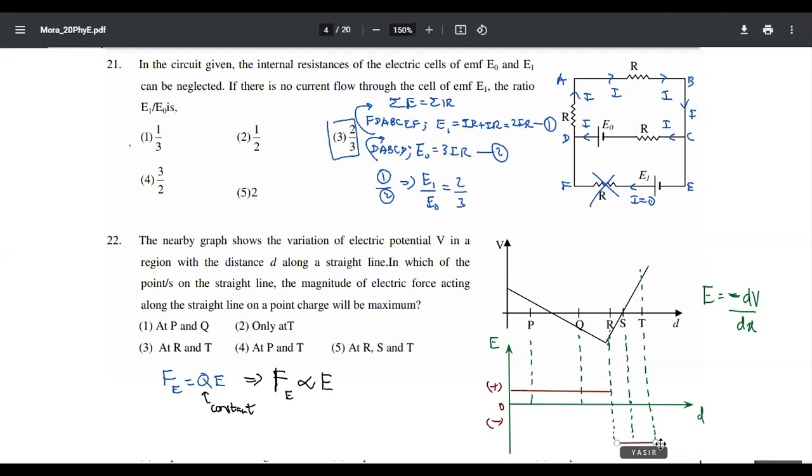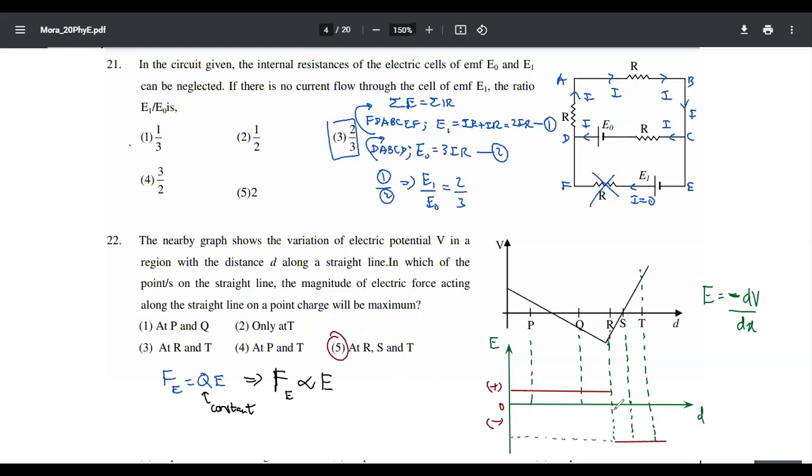So tell me now, Vibha, they're asking for the magnitude, right? Point charge will be maximum. Magnitude of electric force. So magnitude of electric force depends on magnitude of E. Which E is larger? This one is larger, no? The bottom it's larger. You can see the bottom it's larger. Therefore, where will it experience the highest force? Fifth answer.